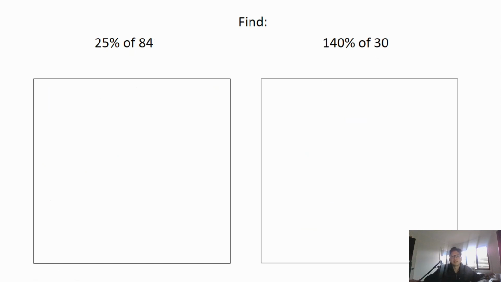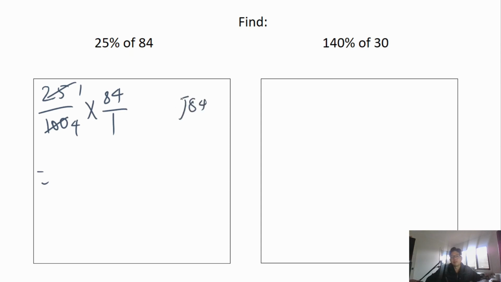Alright, now that you're back, let's have a go at the one on the left. So 25% of 84, write that as a fraction first. 25 out of 100 times 84 over 1. Now we can cancel vertically here by dividing both the top and the bottom by 25. That gives us 1 here and 4 here. And we can also cancel diagonally here by dividing both of them by 4.